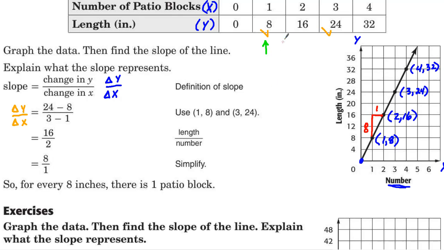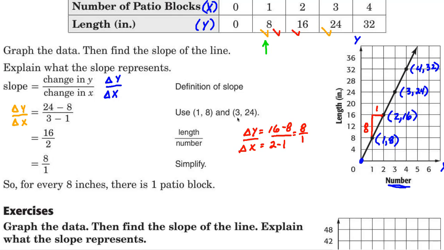So let's say we had picked this point and this point. We would have our change in y would be from 16 to 8. And our change in x would be from 2 to 1, and that would also simplify to 8 to 1. The reason I'm pointing this out is sometimes students say, well, what if you pick different points? It doesn't matter which points you pick.